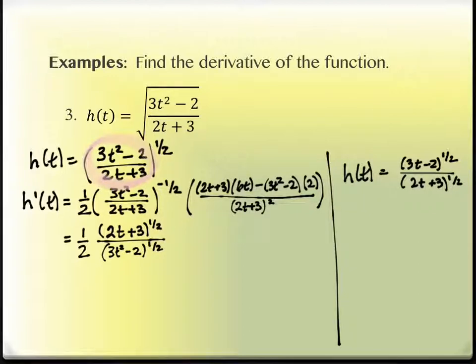What's cleaning up over here? We've got a lot more cleaning up going on. So this is 6t times 2t, which is 12t squared, plus 18t. And then I have minus 3 times 2, which would be 6t squared, and then plus 4, all over 2t plus 3 squared.